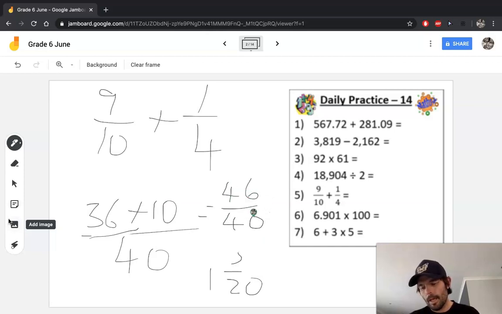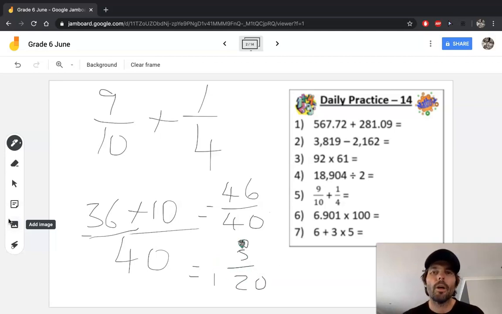Okay, and when you simplify that, 40 goes into 46 once, you're left with 6 over 40, and if you simplify 6 over 40, you get 3 over 20, so you're left with the exact same answer as we had before. Okay, so if you didn't recognize that 20 was the lowest common denominator, you'll just have to simplify a little bit further at the end. But I'm hoping that you guys were able to recognize 20 as the lowest common denominator of 9/10 and 1/4.